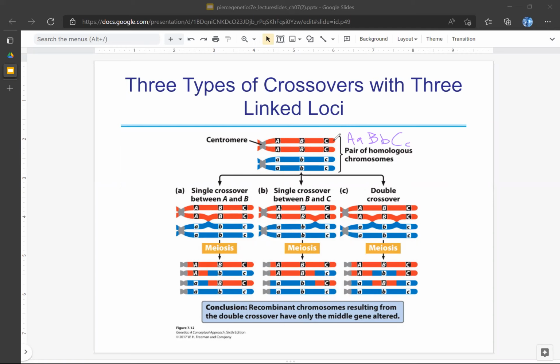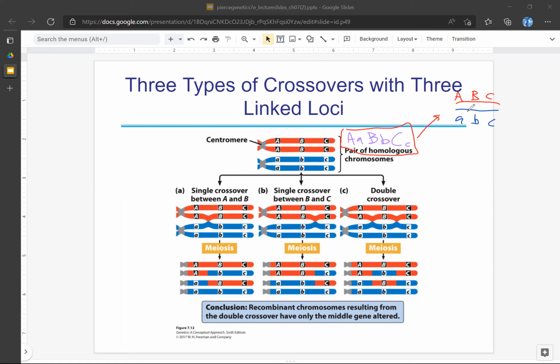And another way to write this genotype that we see is A, B, C, a, B, C.